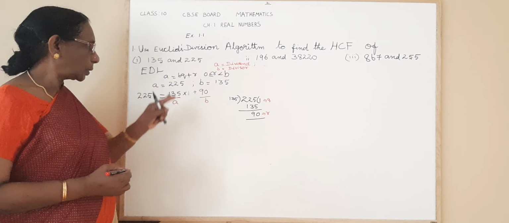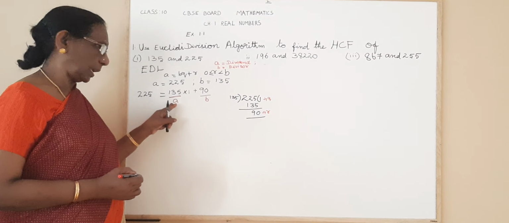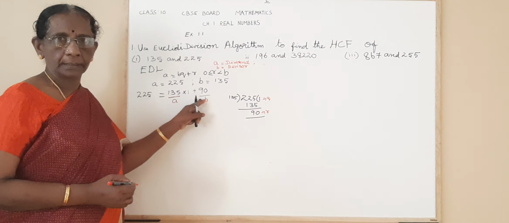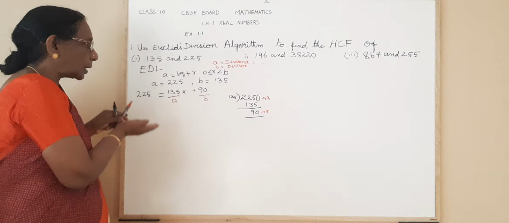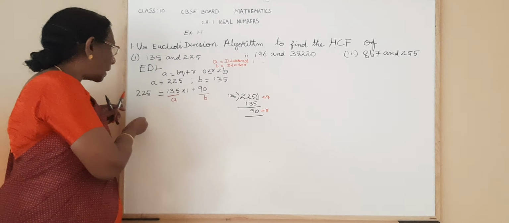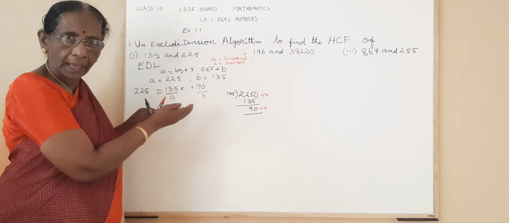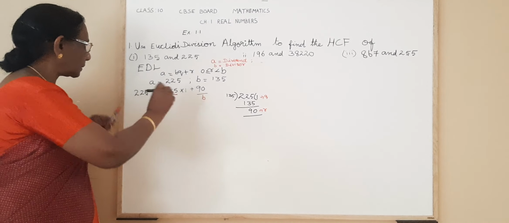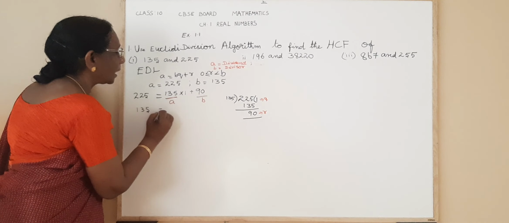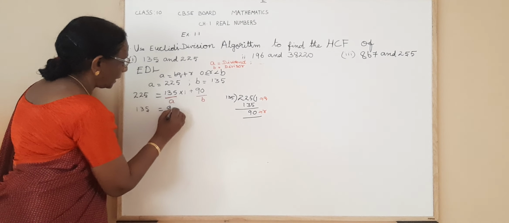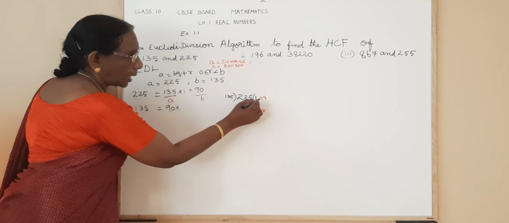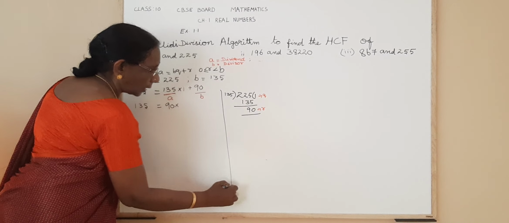You understood? So the previous divisor will be A and the remainder will be B, the divisor. So now again we are going to write this 135 and 90 in the form of A = BQ + R. So what is this? 135 is equal to 90 into... So again we have to find the Q and R.